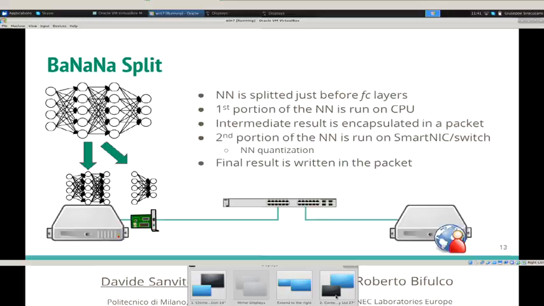So we proposed our scheme, which is Banana Split, in which we split the execution of the neural network. In particular, the first portion is executed on a CPU up to the fully connected layers. The intermediate result is then encapsulated in a packet, which is then transmitted to the network card. The second portion of the network, the fully connected layers, is executed on the network card or on the network devices, and the final result is then written into the packet.